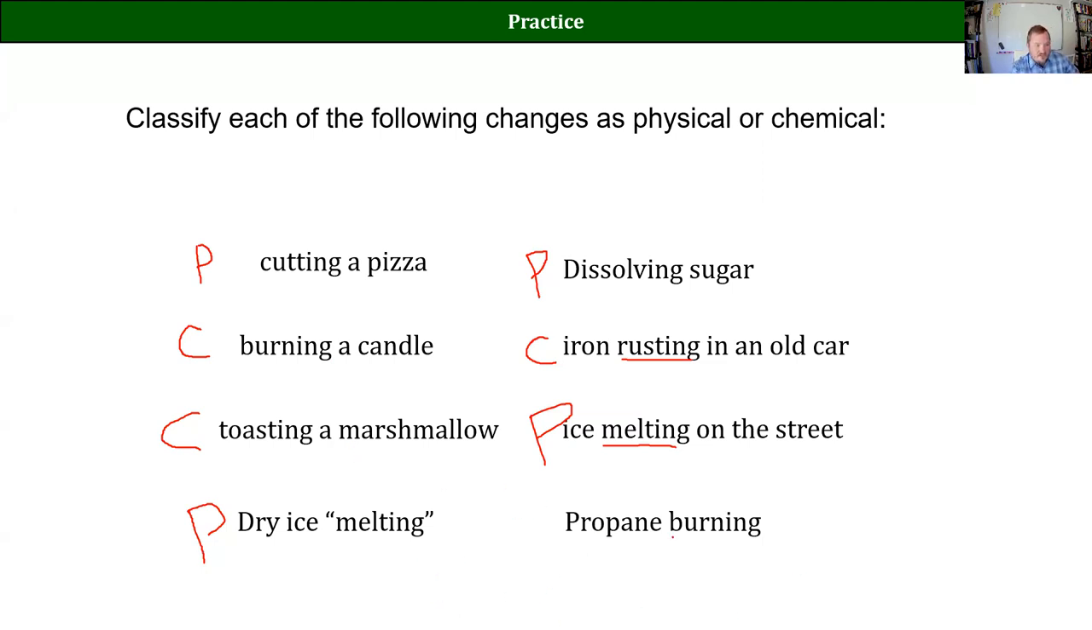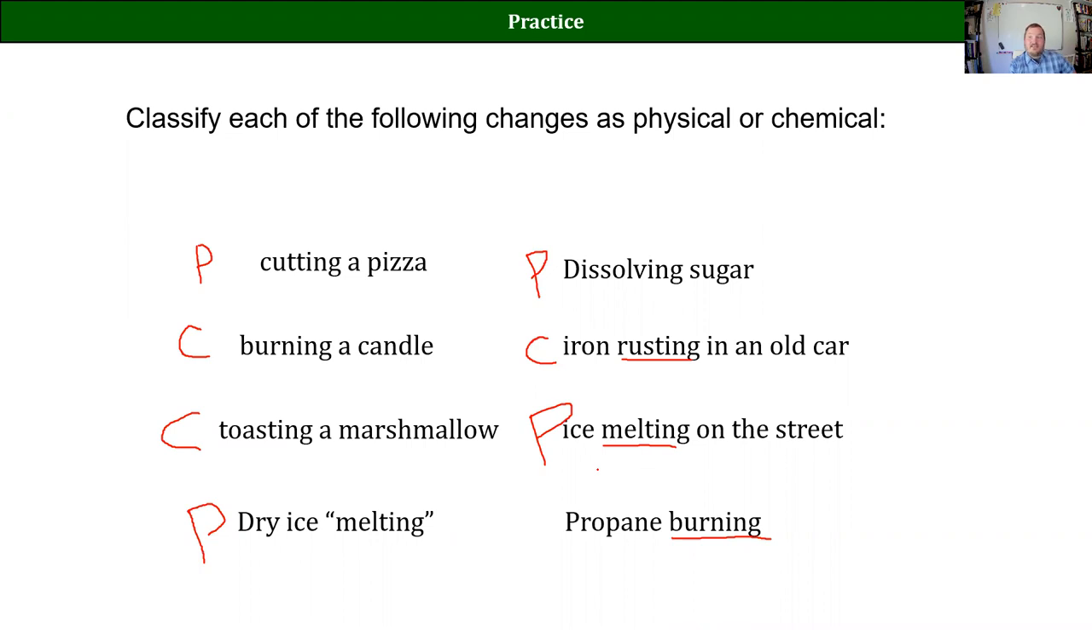Last but not least, propane burning. Chemical. Yeah. Again, burning, toasting. Almost anytime you have a cooking term being used, that's going to be a chemical change. Searing, even, you'd say is a chemical change. All right, so these are not too tricky, right?